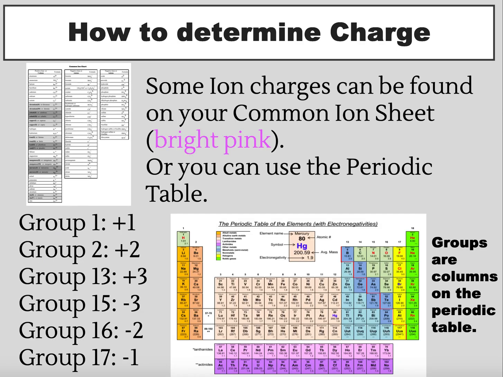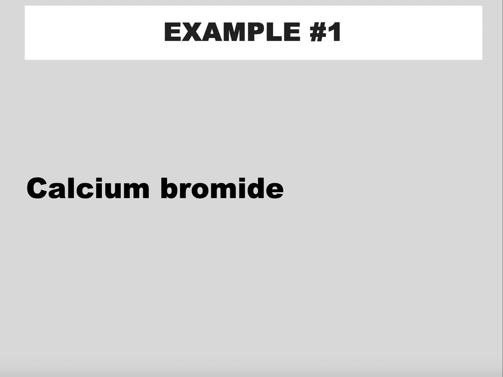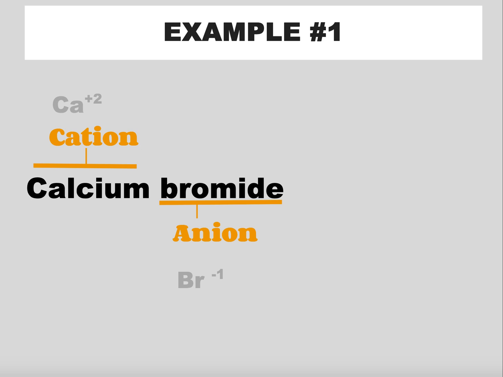So how to determine the charge? Again, use your pink sheet, your common ion sheet. That's what you're going to want to use. You could use your periodic table, but don't. Use your pink sheet for ionic compounds. So let's look at this first one, calcium bromide. The first thing I want to do is find calcium on the pink sheet, which is Ca plus 2. That's my cation. It's my positive ion. And then I want to find bromide on the other side of the pink sheet, which is Br minus 1. It's an anion.